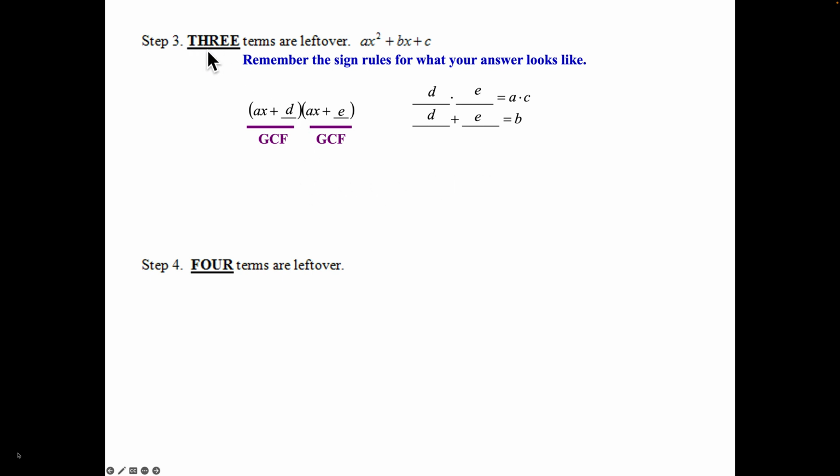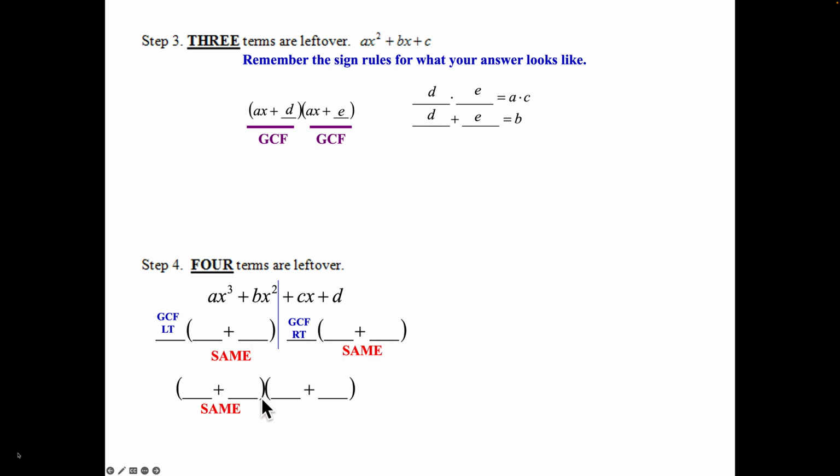If you take your GCF and you have 4 terms left over, ax cubed plus bx squared plus cx plus d, we said we're going to cut this in half, take the GCF of the left, the GCF of the right. The 2 binomials have to be the same. They come out to be one binomial. GCF of the left, GCF of the right is your other binomial. This you're going to see probably 95% of the time.